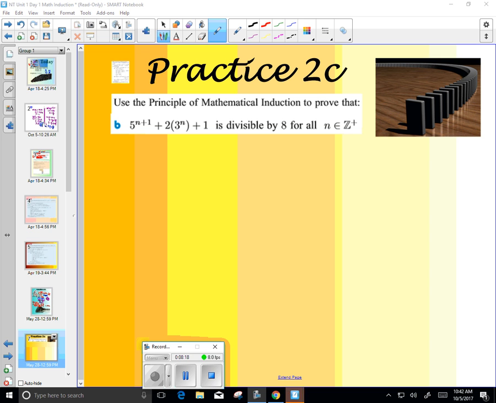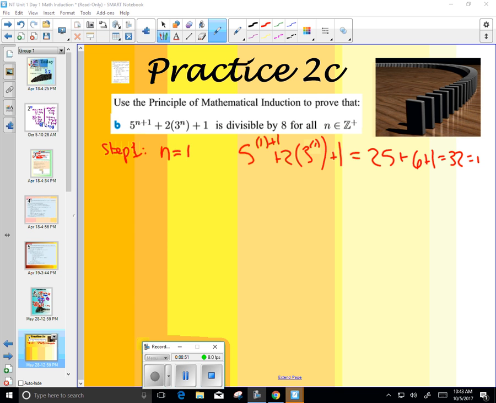I'll continue this until the tricky step. So step 1, you go with, if n is an element of z plus, what's the first value we should try? 1, yep. So it's 5 to the 1 plus 1 plus 2, 3 to the 1 plus 1 is equal to 5 squared is 25 plus 6 plus 1 is 32. Is that a multiple of 8? Yes. So therefore true for n equal to 1.